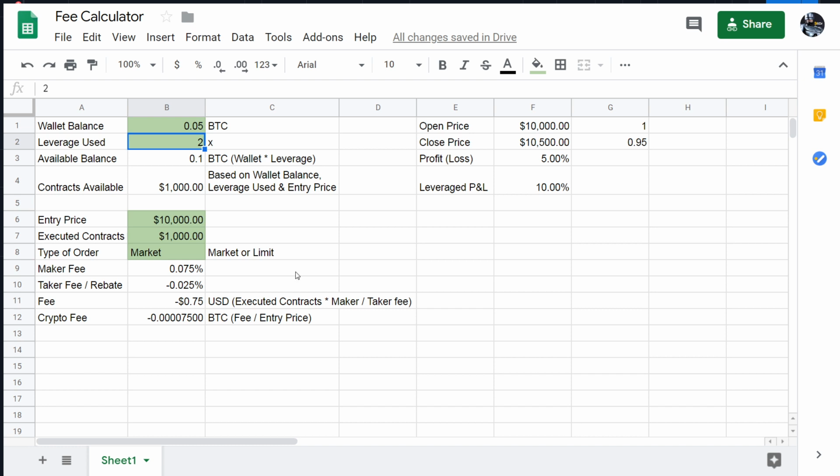Let's take a look at fees real quick. So taking a look at fees on Bitmex, there's market orders and there's limit orders.